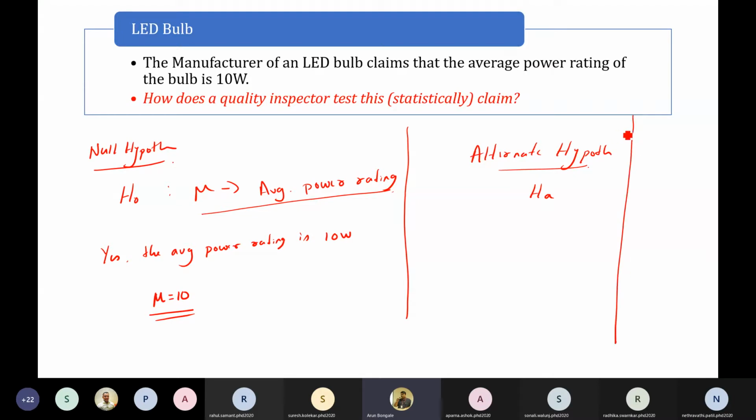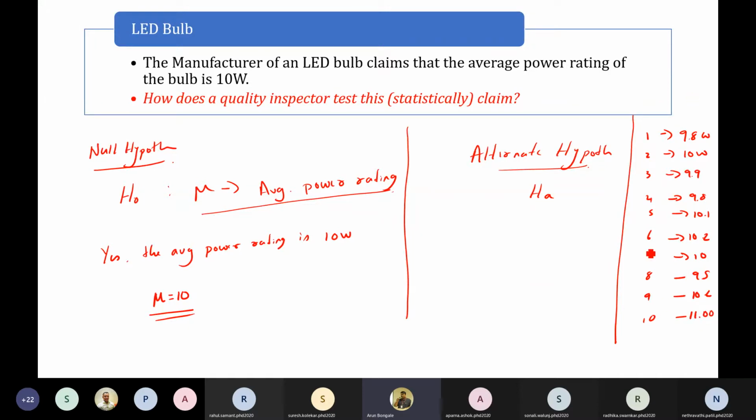So what I can do is have 10 bulbs. Each bulb, each sample, I'll test it experimentally and find out the power rating of it. If I take the first bulb, I may come out with some 9.8 watts. The second bulb may have a power rating of 10 watts. Third may have 9.9, fourth 9.8, then 10.1, 10.2, 10 watts, 9.5, 10.2, something like 11.